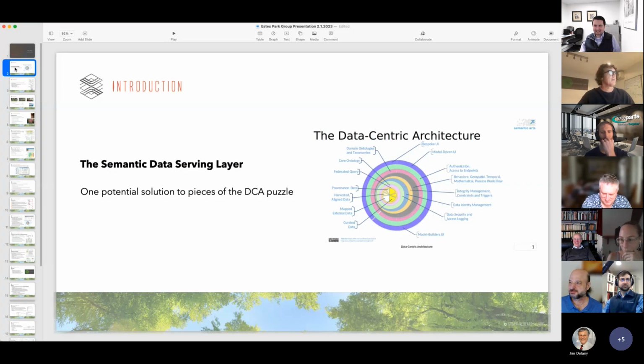So today I'm just going to present some work that I've been doing on the semantic data serving layer, and this is the data-centric architecture onion diagram or grapefruit diagram. It's interesting because it has some elements of potential solutions for pieces of that puzzle. I'll just go through that this morning, and we could do questions all through. People could just interrupt when they like, or do it at the end.